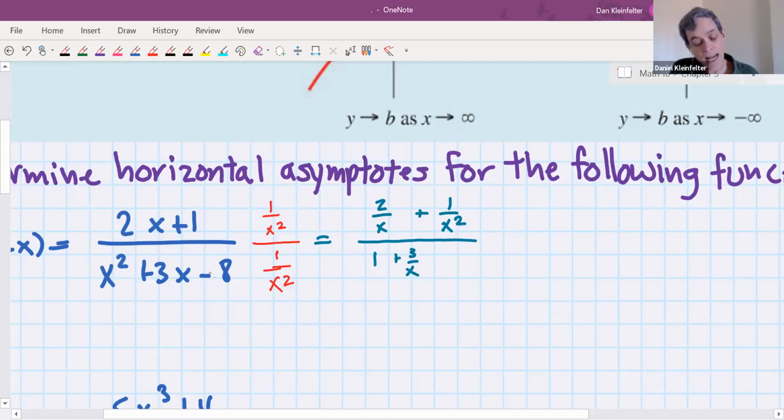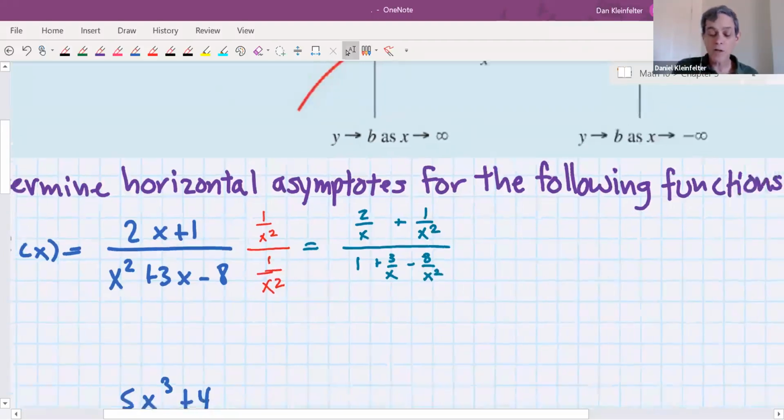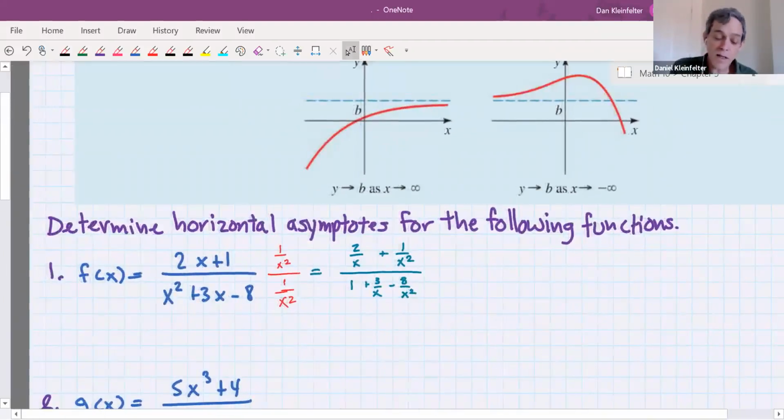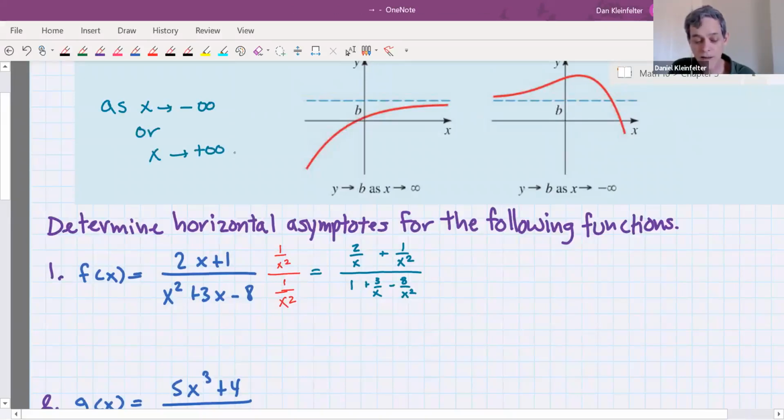And then negative 8 times 1 over x squared will be minus 8 over x squared. Okay, so now for horizontal asymptotes, this is kind of like end behavior for a polynomial. We want to know what's happening as x goes towards negative infinity or x goes towards positive infinity. So what is happening to the function there?